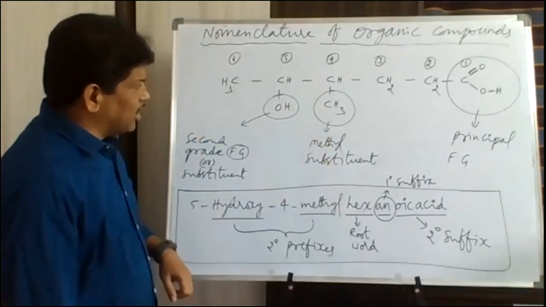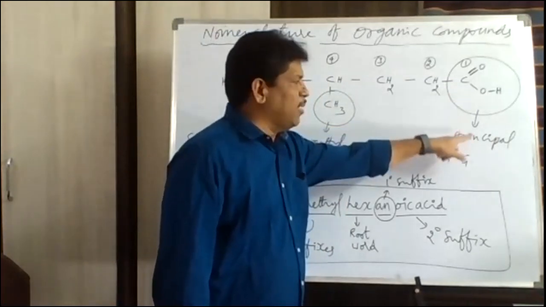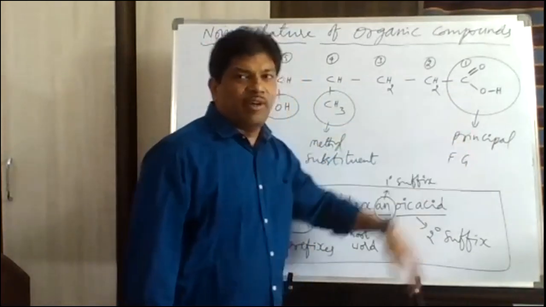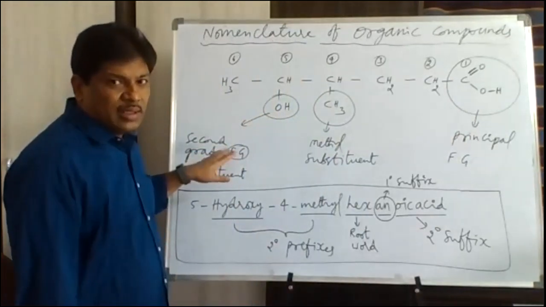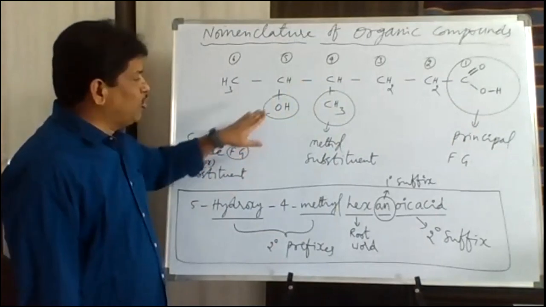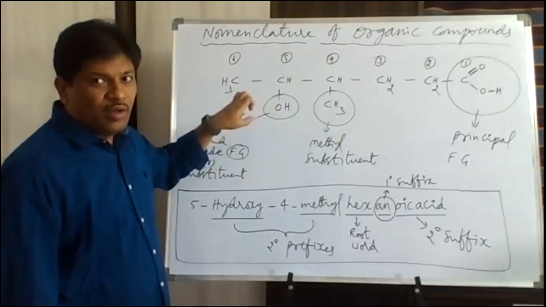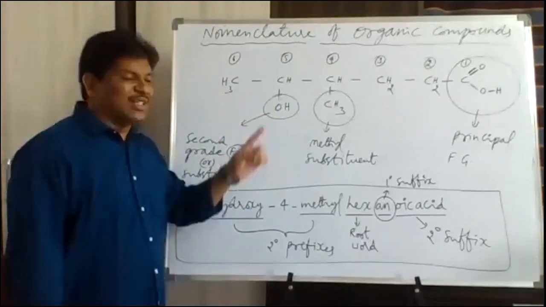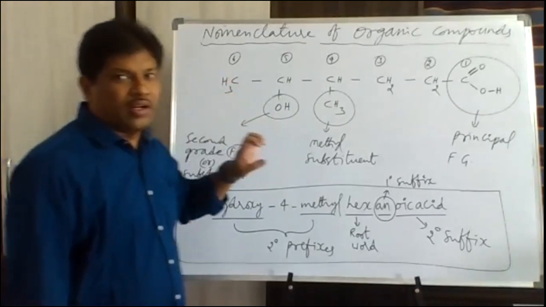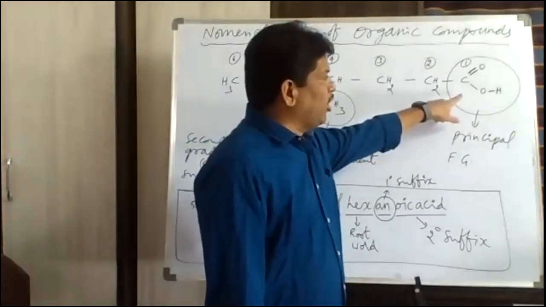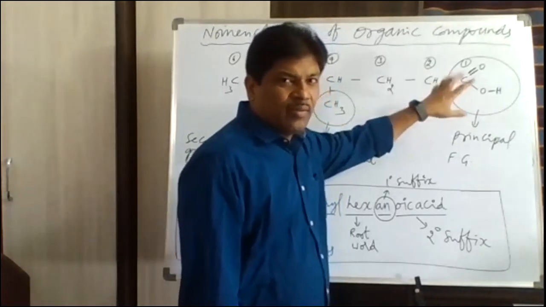Next, what we have to understand is that the principal functional group is COOH. So its name, what now? Secondary suffix name we have to use. Next, the OH group is acting as what? Substituent or second grade functional group. For this we have to use which name? Secondary prefix name we have to use. So we must know what is the secondary prefix name and secondary suffix name of this OH group, and also of COOH.